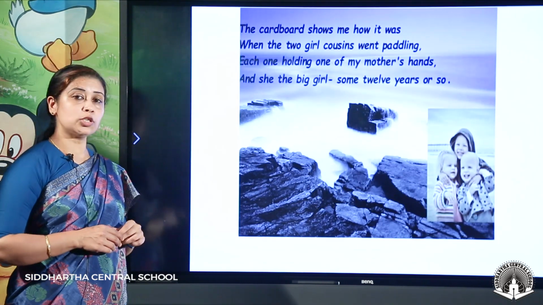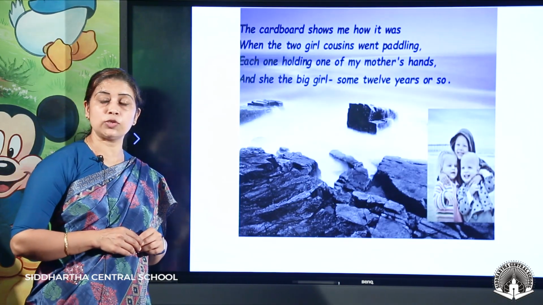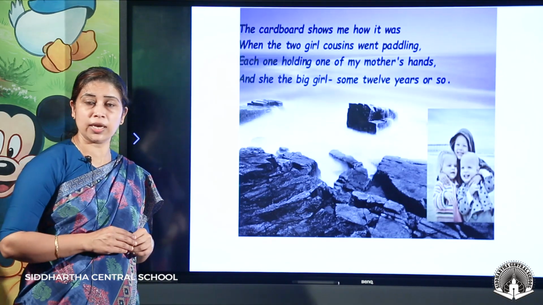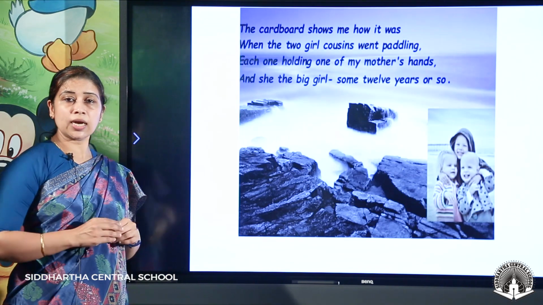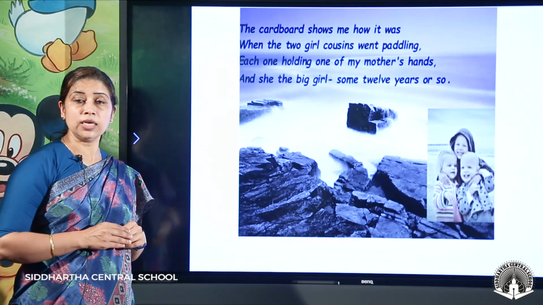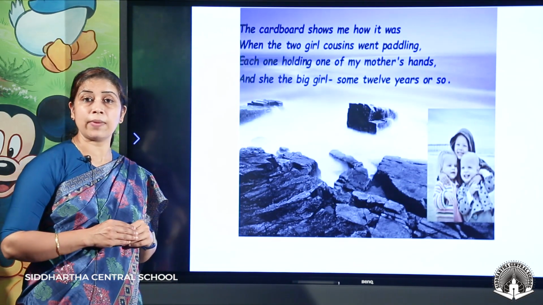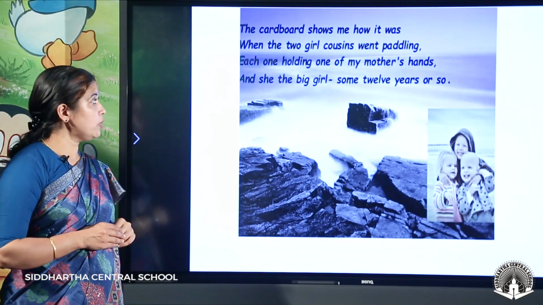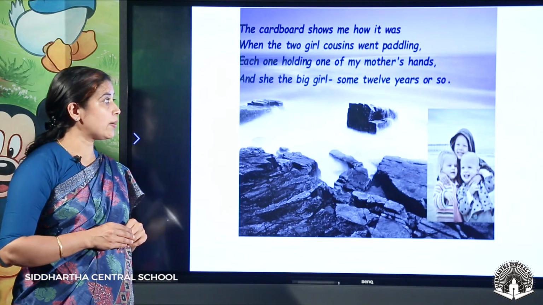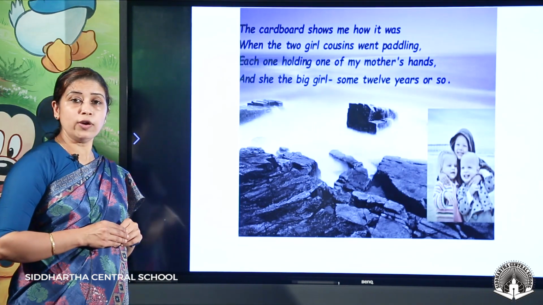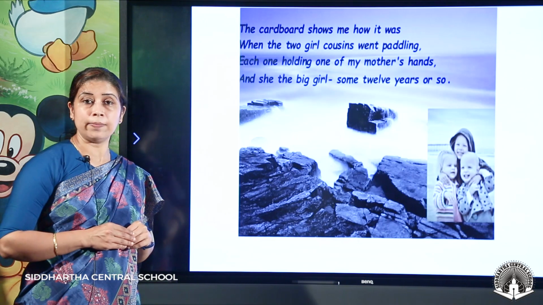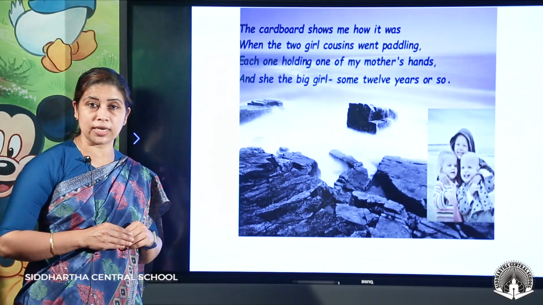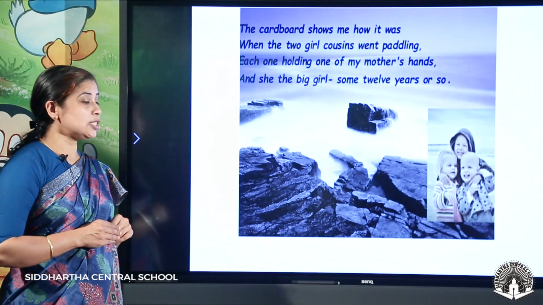Here the cardboard shows me. Here the cardboard refers to the thick and stiff paper that keeps the photograph intact. On seeing the cardboard frame, the poet is suddenly reminded of her mother. When the cardboard shows me how it was when the two girl cousins went paddling. So in the old photograph, she could see her mother and her two girl cousins who went for a sea holiday. And two girl cousins went paddling.